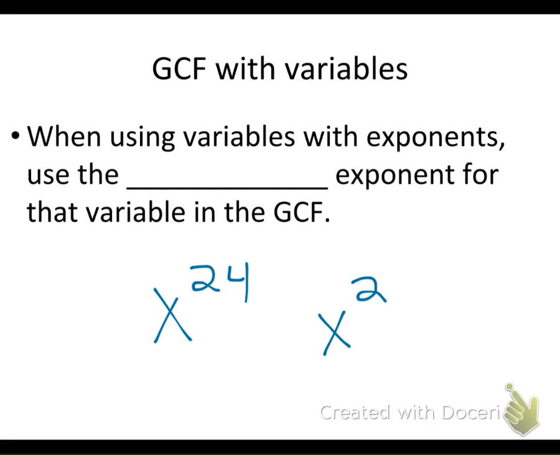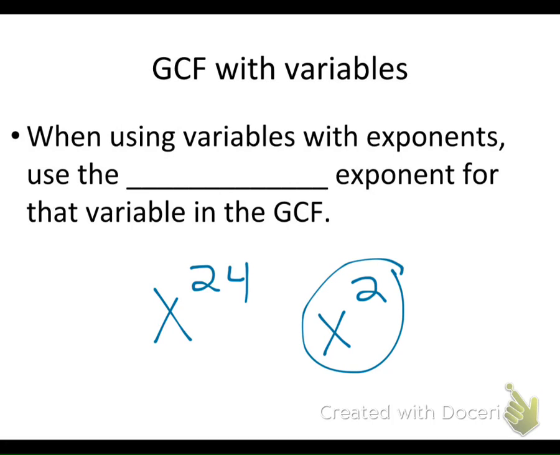So when using variables with exponents, use the blank exponent for the variable and the greatest common factor. So which one would I use that they have in common? Yeah, x squared. You use that x squared because it has the what exponent? 2. Which is what? 2 is blank than 24. You guys think about it. When using variables with exponents, use the blank exponent for the variable and the greatest common factor.